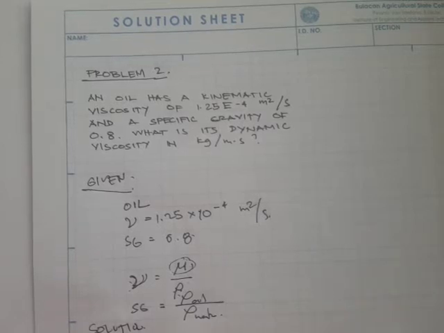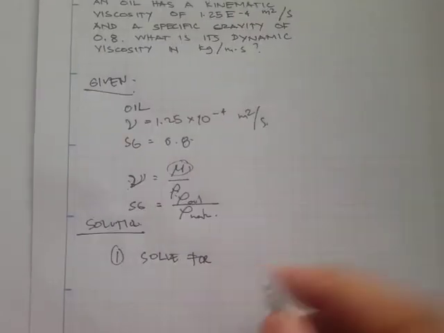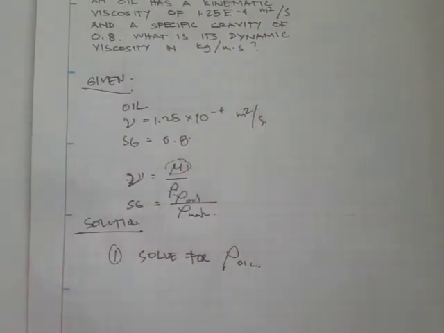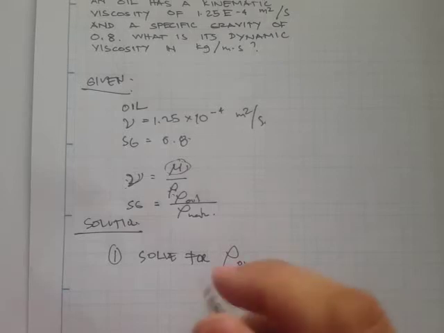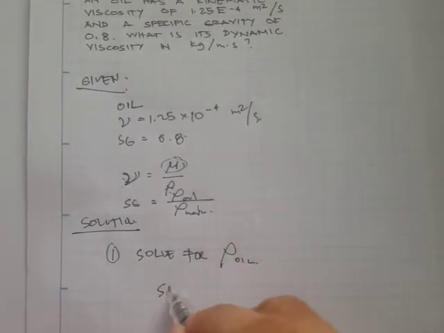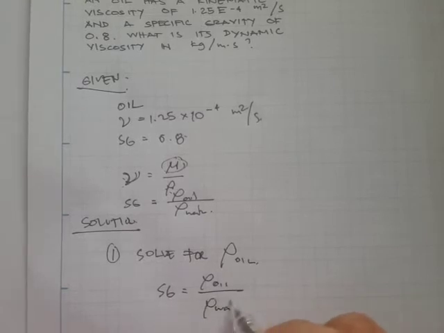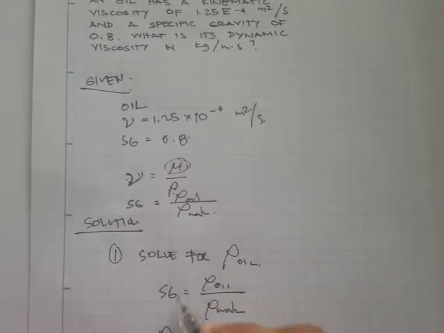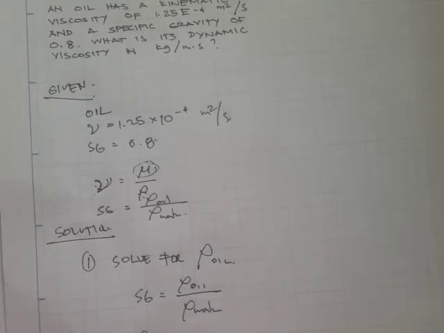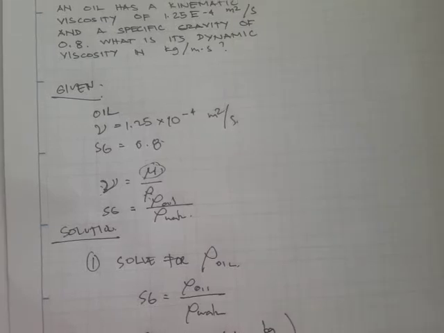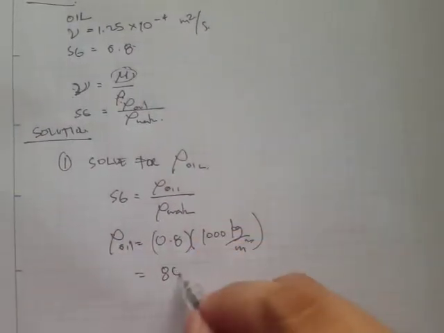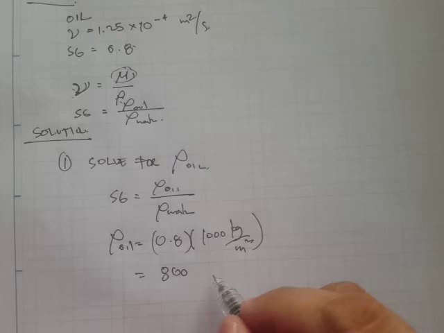Okay, so number one, solve for the density of the oil. So we have SG is equal to the density of the oil over water. So rho of oil is just simply 0.8 times 1000 kilogram per meter cube, and we get 800 kilograms per meter cube.